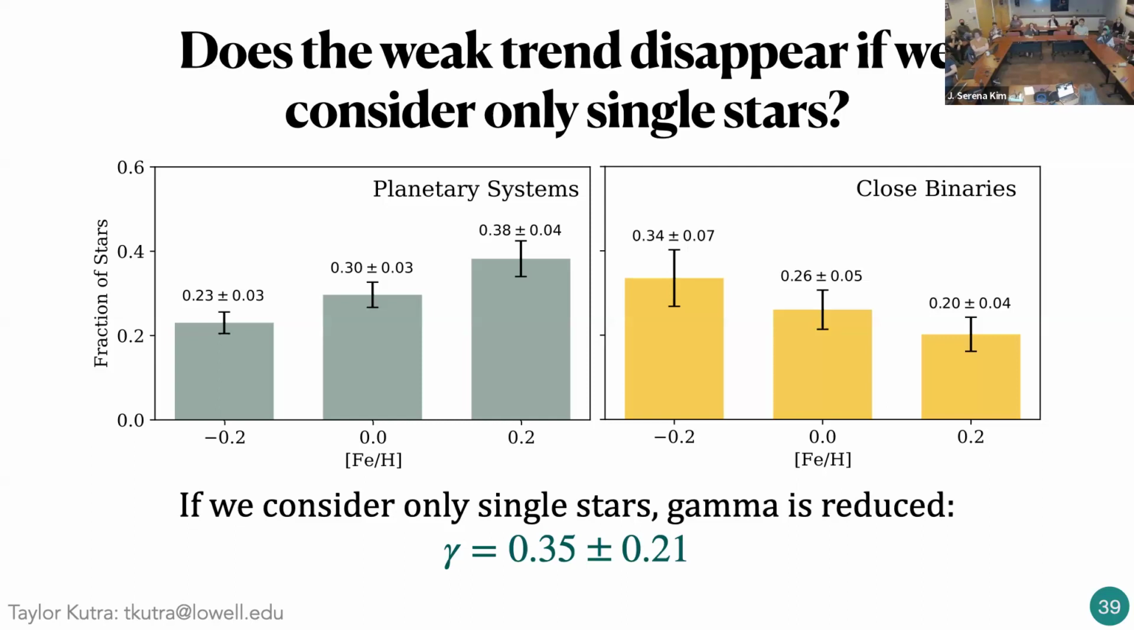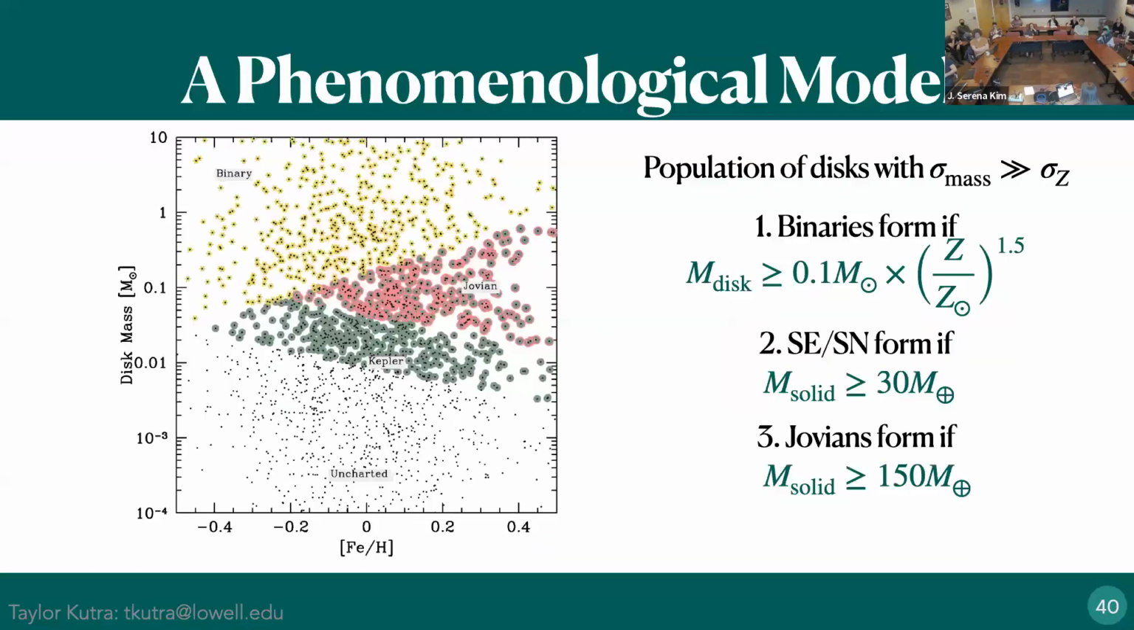But you really don't need that to form these Kepler planets. And so just to paint a crude picture of what's going on, we made this phenomenological model where we just said, okay, we have this population of protoplanetary disks, and the spread in masses is huge, much larger than the spread in the metallicity. And so that's what you're seeing here. And this is a plot of where these different systems occupy in the parameter space.